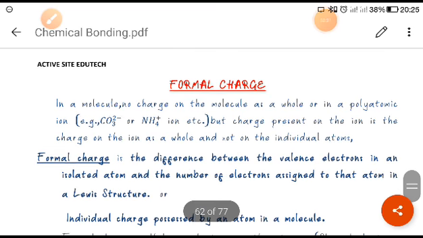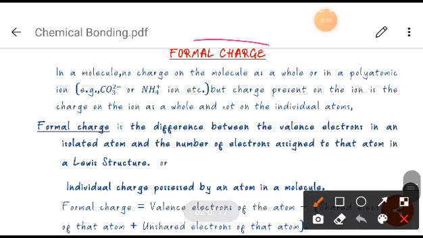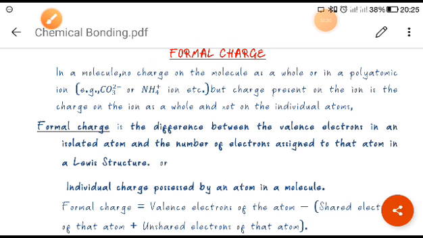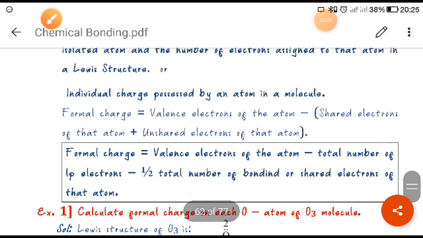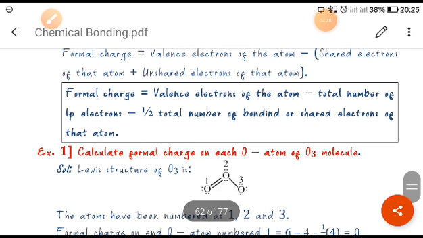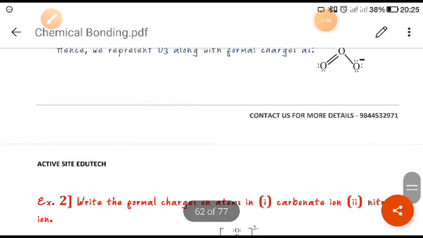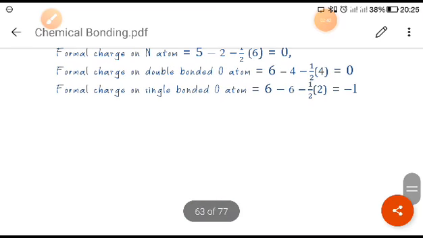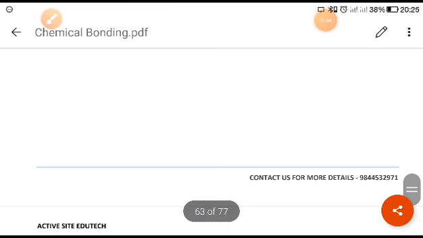Next is formal charge. We have already discussed formal charge previously. I hope you all know how to find the formal charge. What was the formula of formal charge? Number of valence electrons of an element, minus number of bonds of that atom, minus number of unshared electrons. You can see how to calculate it here. We have done this also in the first lecture.